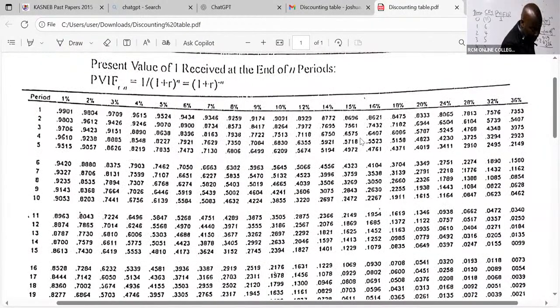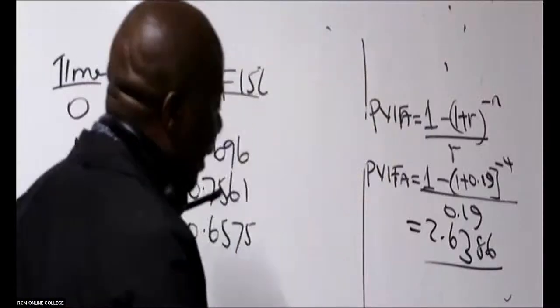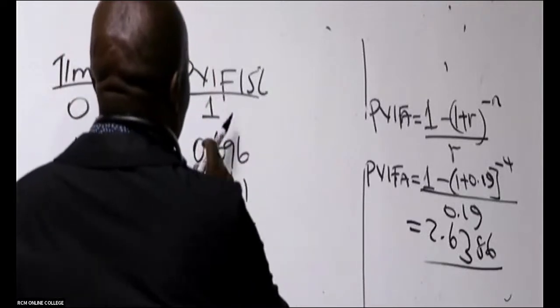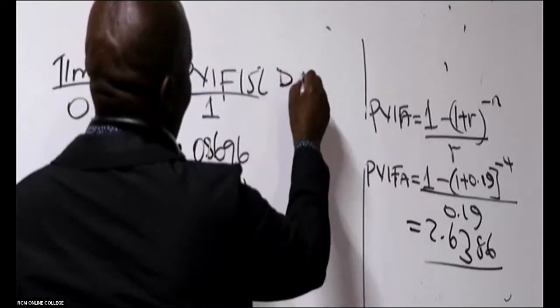Three decimal places. I can see 15%: 0.870 for year 1, then 0.756 for year 2, then 0.658 for year 3, and then 0.572 for year 4. So they give me the discounted cash flows of Y.